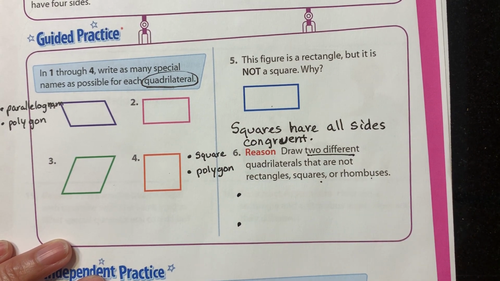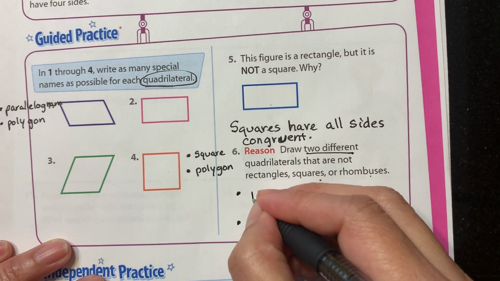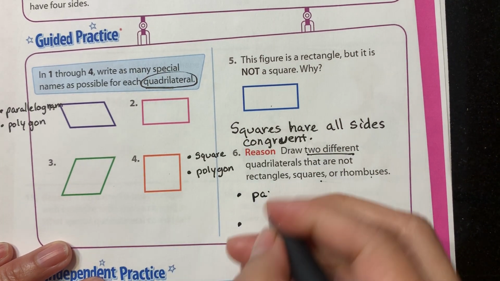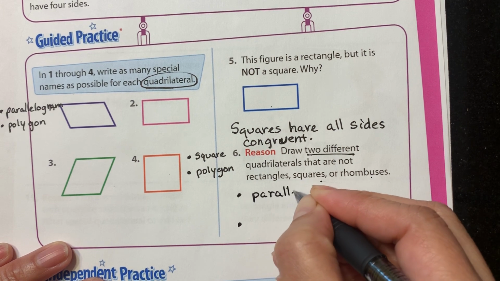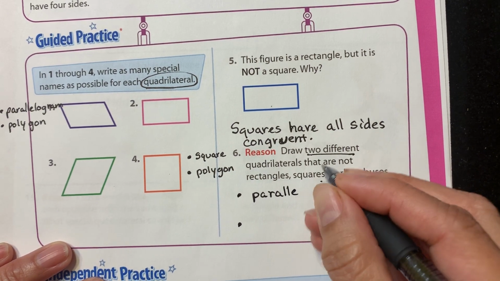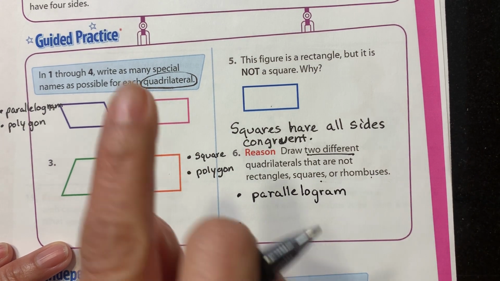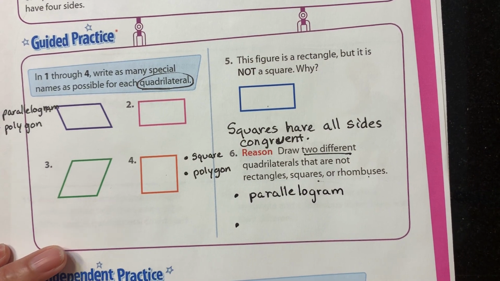And I'll give you an example. One example could be a parallelogram. That is not on this list, but it is on the list that I wrote on the top. So make sure you make yourself a list before you get started on this assignment. Okay, now look at the list again and see which one else is missing.